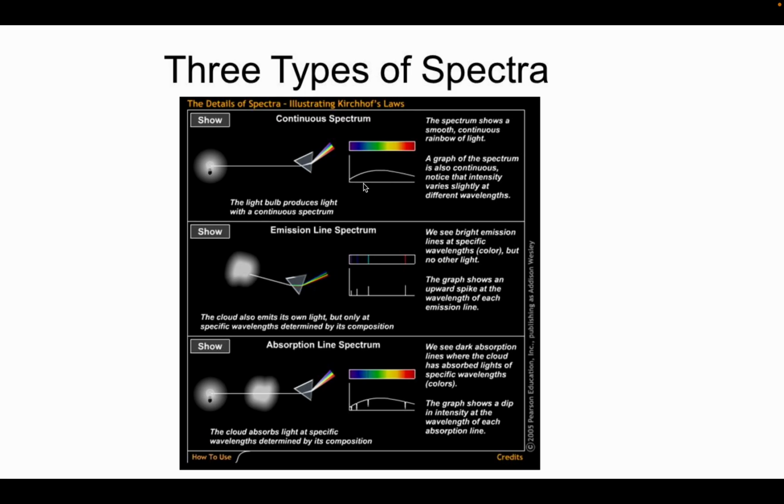The intensity varies slightly at the different wavelengths. Of course, you can see this is a black body type spectrum.